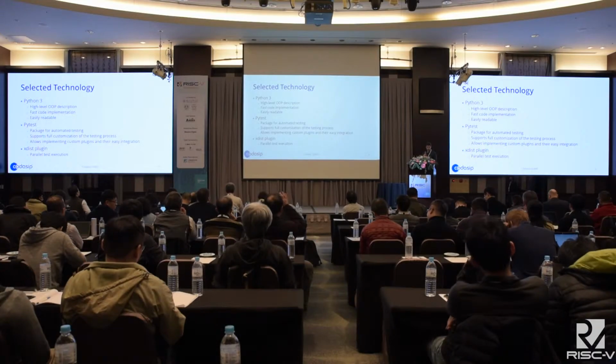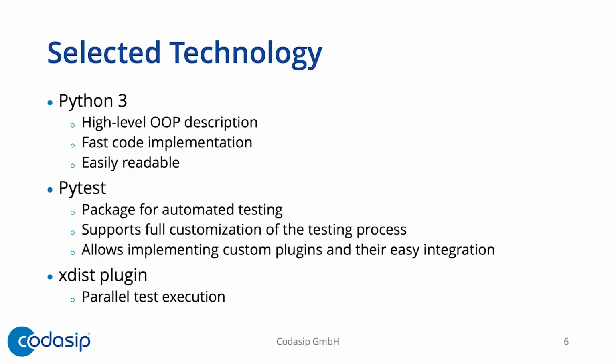PyTest divides the testing process into 3 phases. The first phase is collection phase, where PyTest gathers all the available tests and eventually filters some of them. Then the second phase is execution phase, where the tests are executed, and the last phase is reporting. Each of these phases is fully customizable, and the framework uses that feature. PyTest also allows implementing custom plugins and their easy integration. We use also xdist plugin, which is fully compatible with the PyTest for parallel test execution.